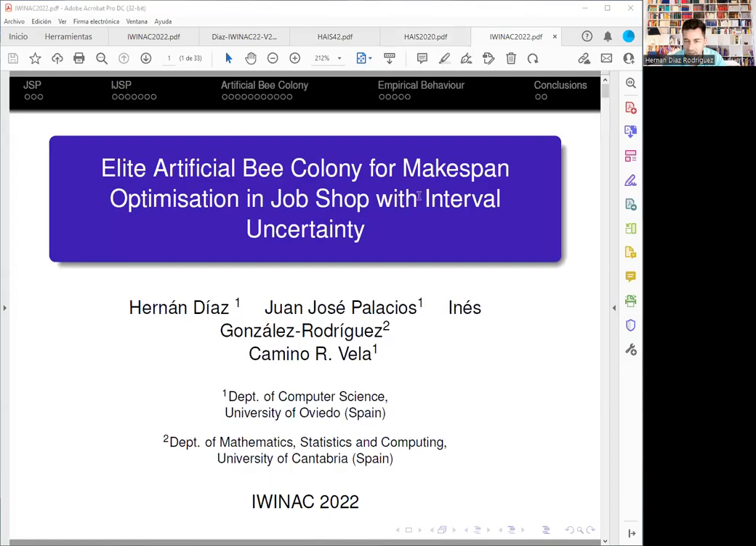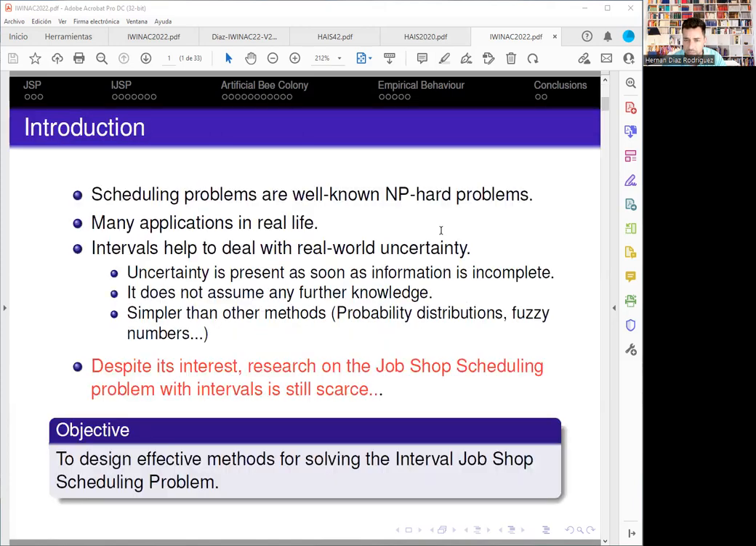Hello, my name is Hernan Diaz, and I'm going to present an elite artificial bee colony algorithm for makespan optimization in JobShop with interval uncertainty. Scheduling problems are well-known non-deterministic polynomial time hard problems. They have many applications in real life, and in this case, intervals will help us to deal with real-world uncertainty. The objective of this work is to design an effective method for solving the interval JobShop scheduling problem.